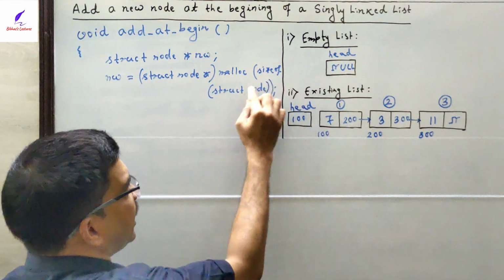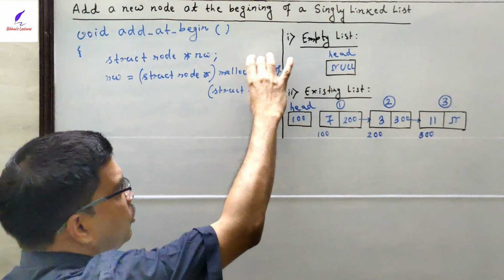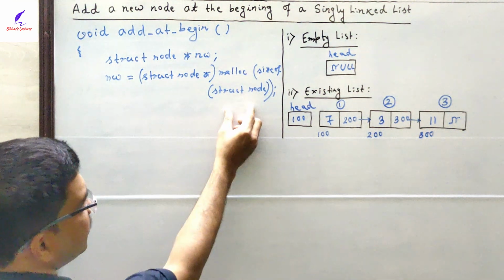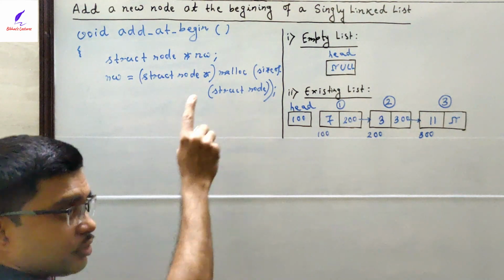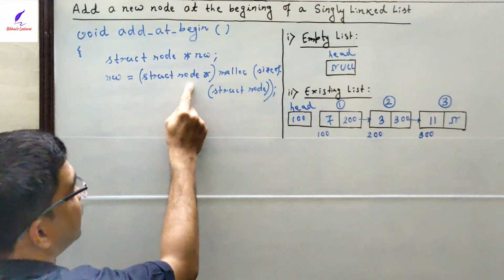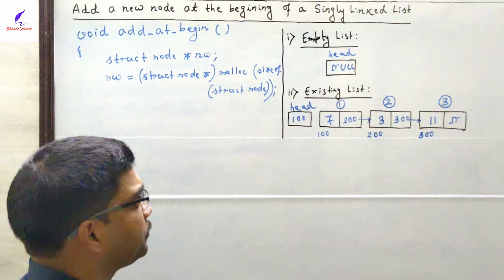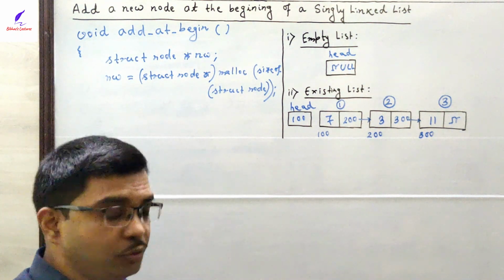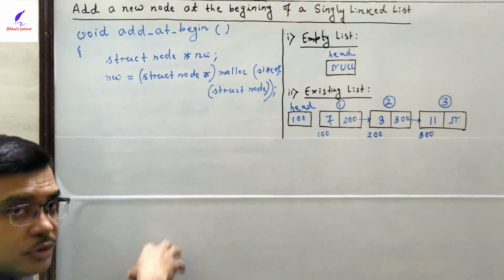So this size of struct node means it is 8. So malloc 8 means malloc will allocate 8 bytes of memory, and after allocating 8 bytes of memory, it will return the base address of this 8 byte to the NW pointer. Now what is this? This is typecasting. I have already discussed these things in my previous video, so please go through those videos before coming to this one.